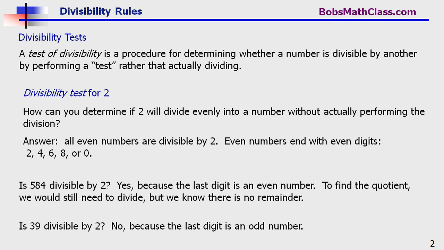Is 39 divisible by 2? No, we don't even have to divide because we know it's not going to work because the last digit is odd. The last digit is 9. So it's going to save us time in the long run, knowing what numbers to divide by and what numbers not to divide by. So this is actually a really good time saver if we use it.